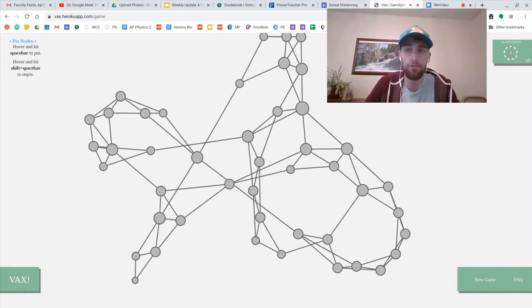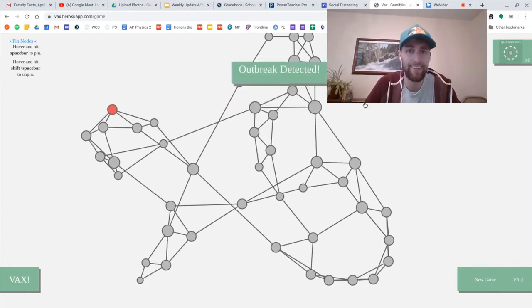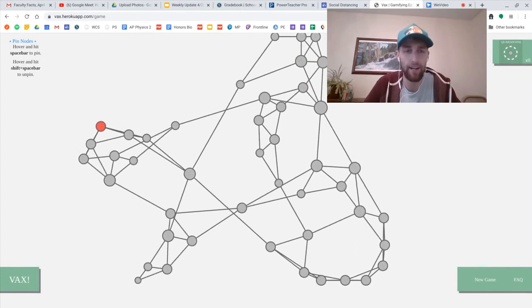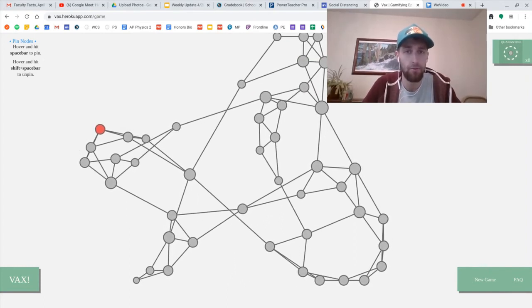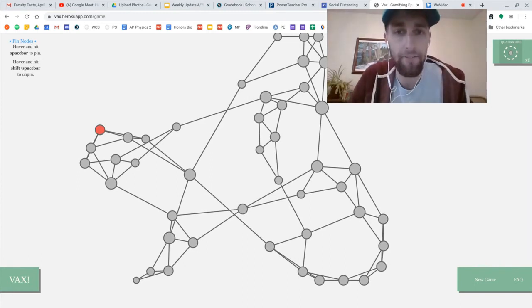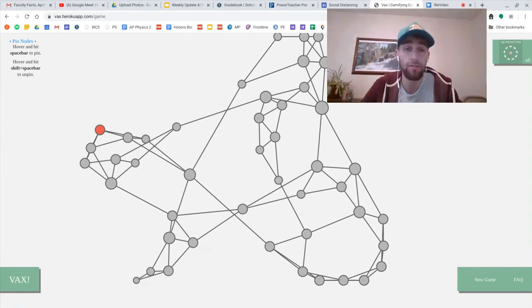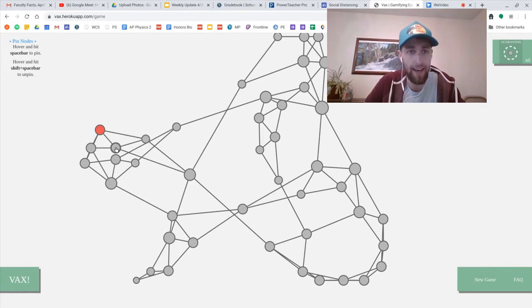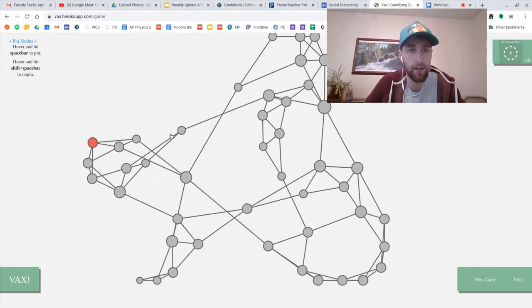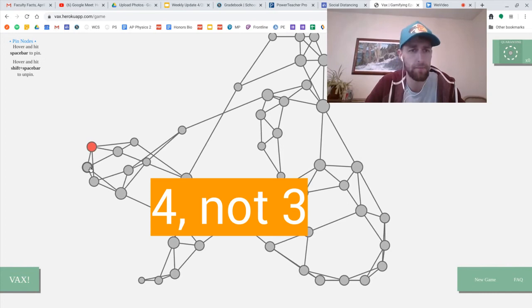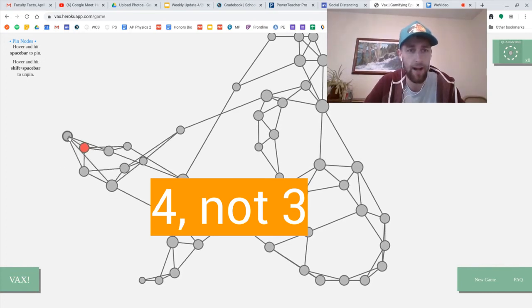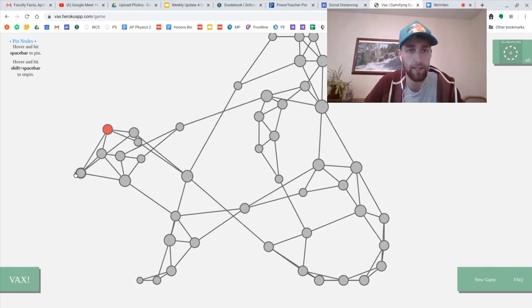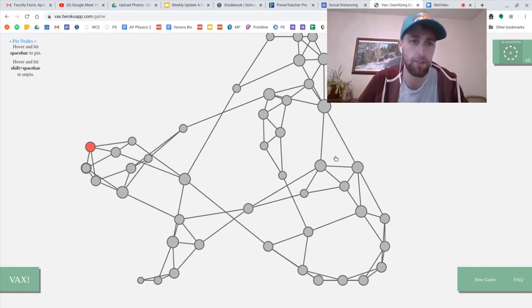So here we've used our last vaccine, and now, as you can see, outbreak detected. So the remaining people don't have vaccines, which means they can all get the disease and they can also pass it on to others. So we know one person over here has the disease, and that person has lines going to 3 other people. I don't know if I mentioned this, but you can also click and drag if you want to get a different perspective on things. So that can help you beat the game too.